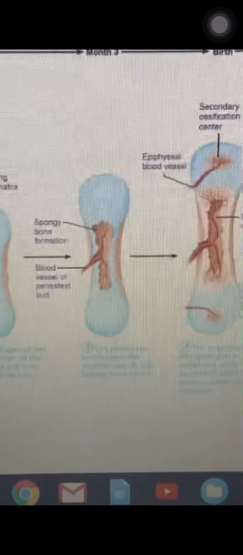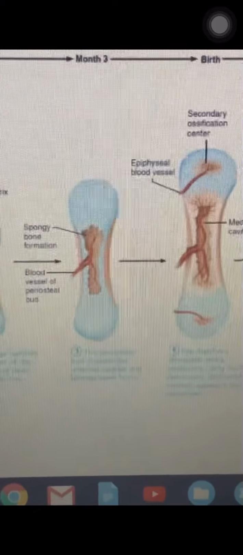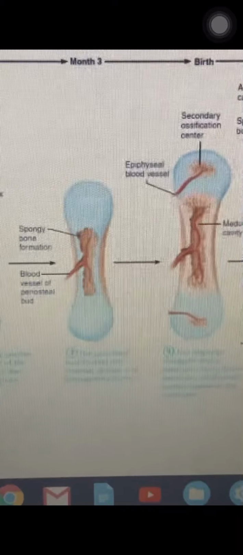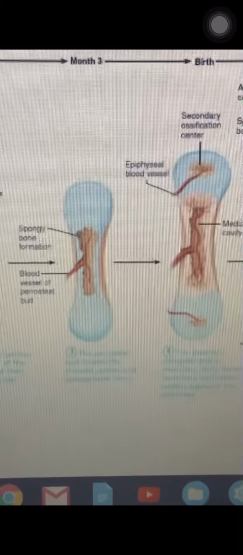The third step is the periostal bud invading that empty space. The periostal bud is essentially the trifecta, which is the blood vessels, the nerves, and the lymph vessels. And in doing so, spongy bone will also form. With an omelet, similar to how you are adding the trifecta in the middle, you could add toppings in the middle of your omelet.